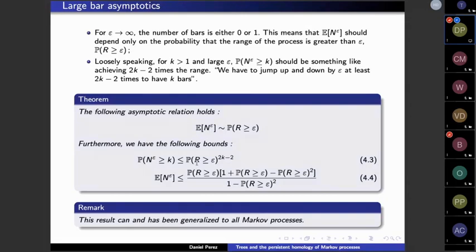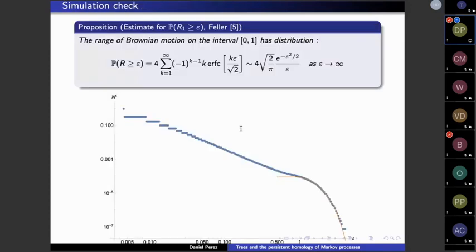and similarly we have the bounds, provided that we know the density of this random variable r, which I recall is the range of the process. So this is actually quite nice. One can wonder, okay, this is nice, but does it actually work? So we check for the particular case of Brownian motion. And in this case, we actually know what the range looks like.